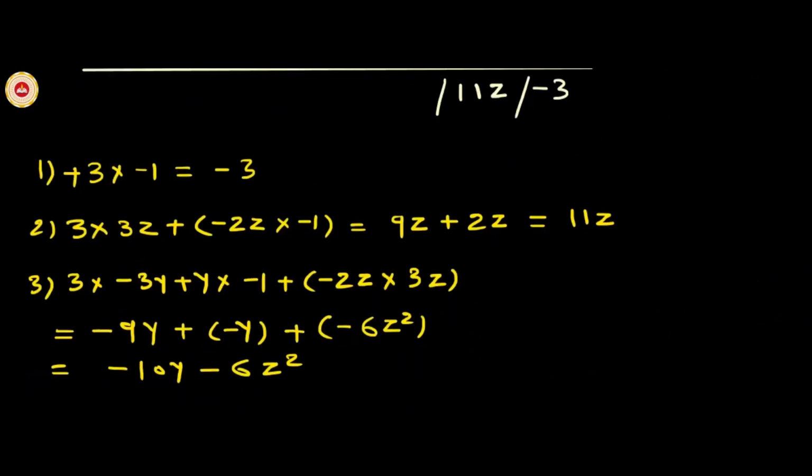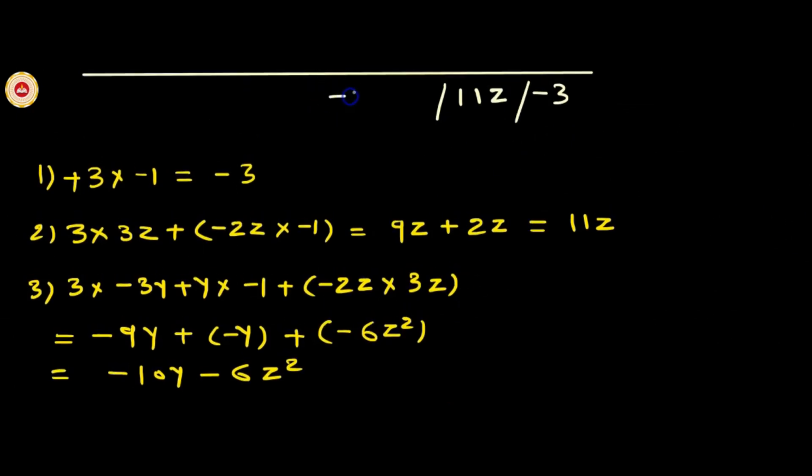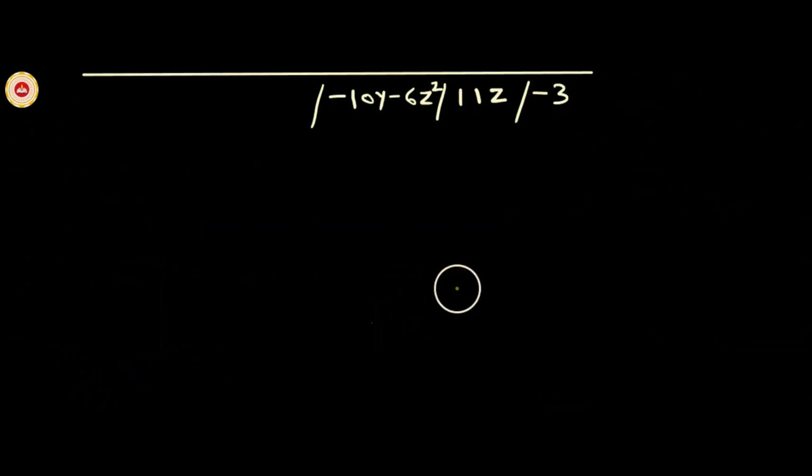So let us write this answer in the third part. Minus 10y minus 6z square. Correct? Draw a slash. So write these three steps first.